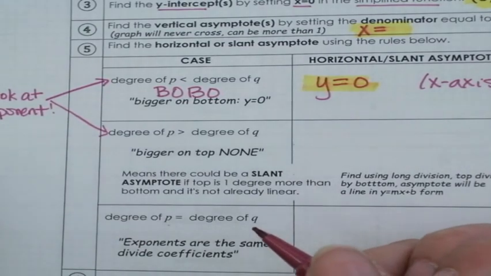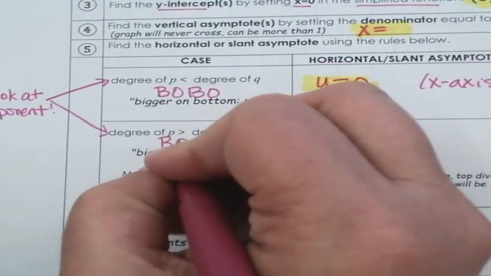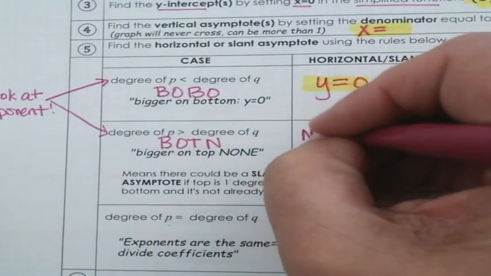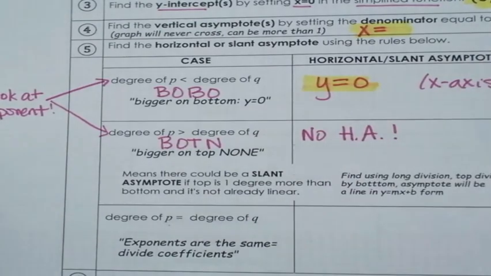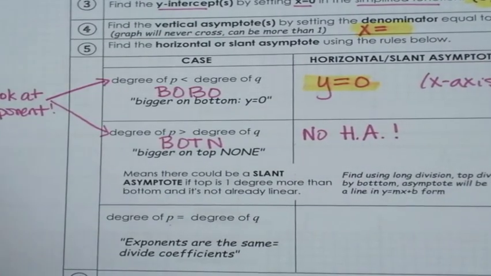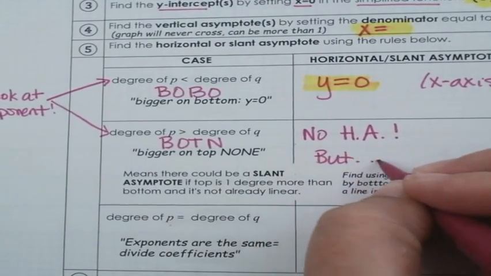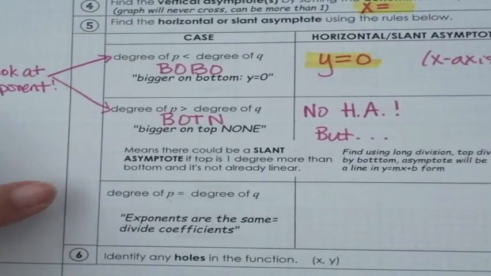If we're bigger on top, like this one right here, this is a bigger on top example, then there is no horizontal asymptote. So that's our bottom. Bigger on top, none. No horizontal asymptote. Yay. That's an easy one. But there's a but after that. We'll come back to that in just a second.